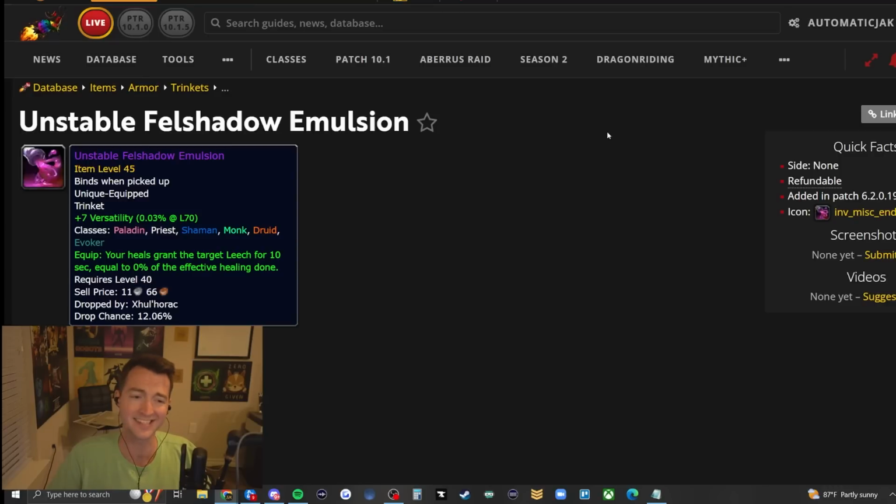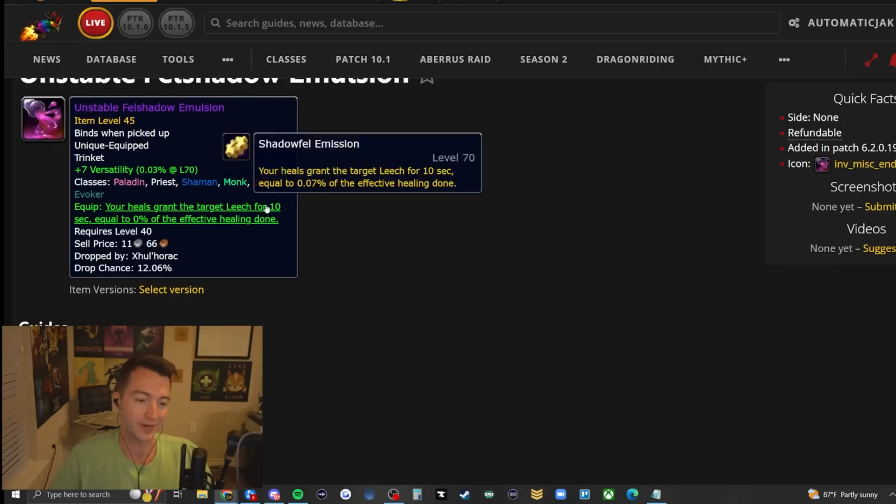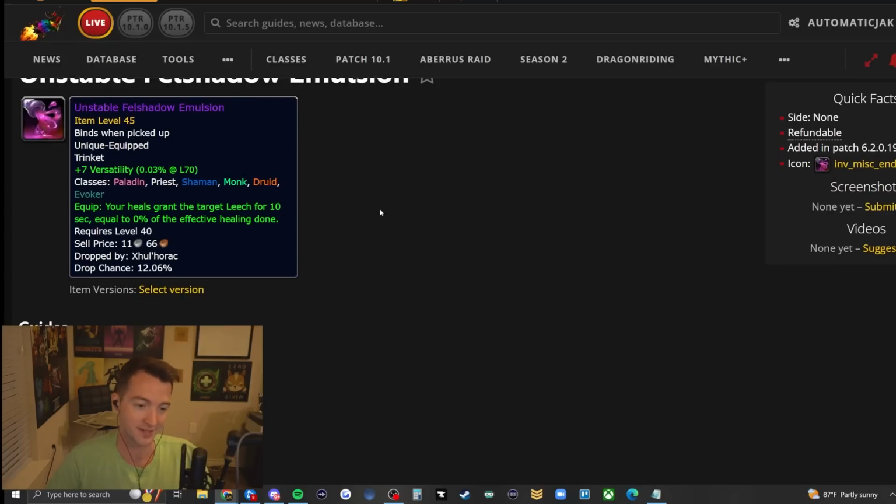Number two is the Unstable Fell Shadow Emulsion from the same expansion and from the same raid. Warlords of Draenor had some banger trinkets, and this is absolutely one of them. So this one, I know the stats have changed of course since, but I believe it had multi-strike on it back in the day, which was kind of similar to crit if you think about it. Just like caused your abilities to trigger an extra time but for a reduced effect. It had that back in the day, and your heals grant the target leech for 10 seconds equal to a percentage of the effective healing done.